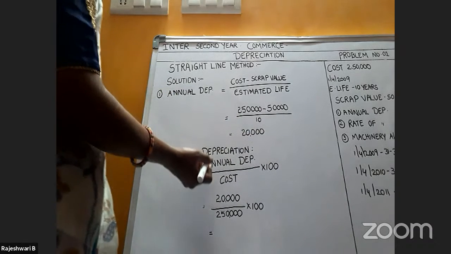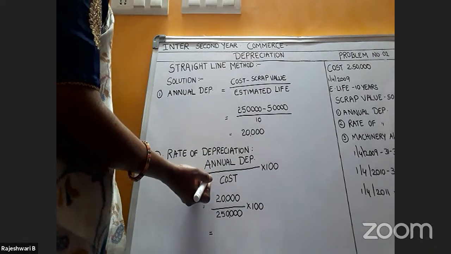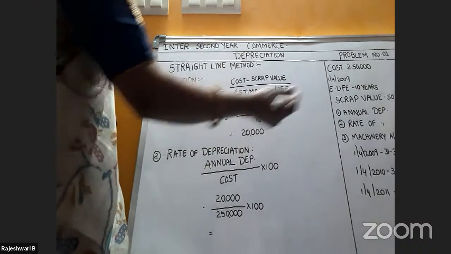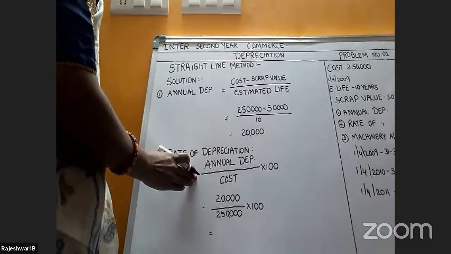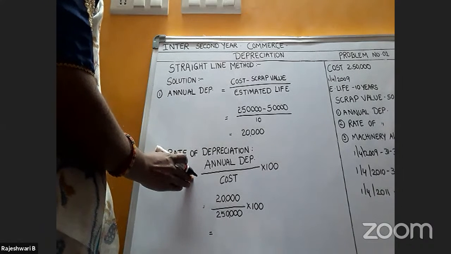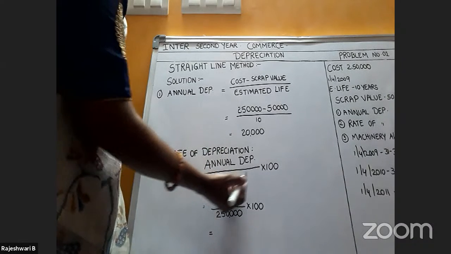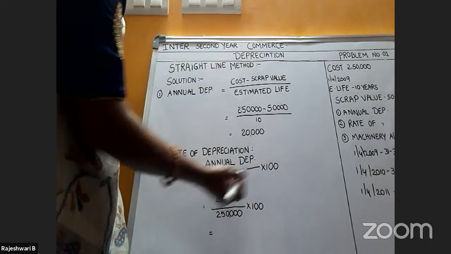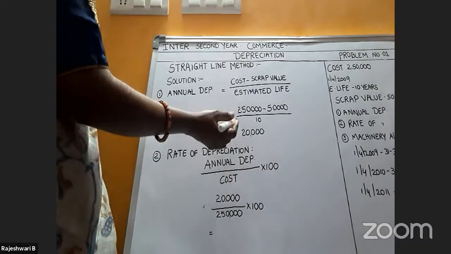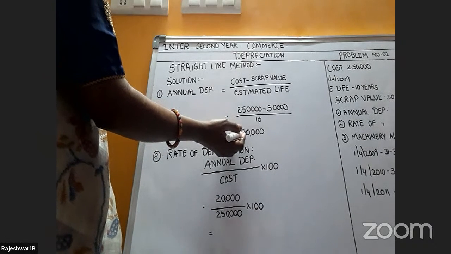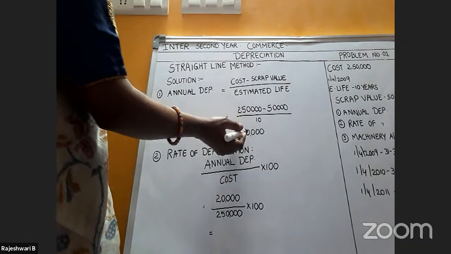Rate of depreciation. They also asked us to find the rate of depreciation. One formula is there: annual depreciation divided by cost into 100. We already found that 20,000 is the annual depreciation.